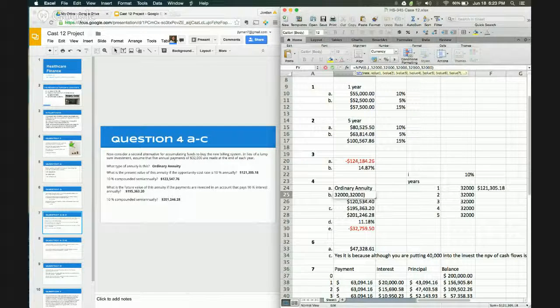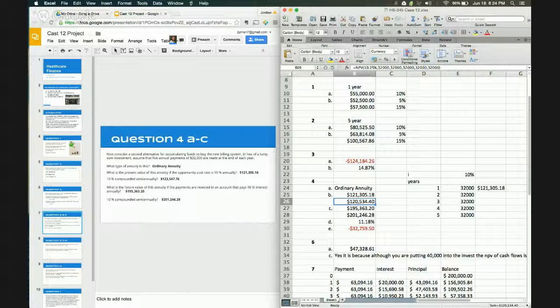As you can see, for the opportunity cost rate, we inputted 10% for rate. And then for the values, since it's a constant flow of $32,000 coming in, we just put that in 5 times, one for each year. So you can see value 1, value 2, all the way up to 5, it's going to be the same $32,000. So the answer to B is $121,305.18.